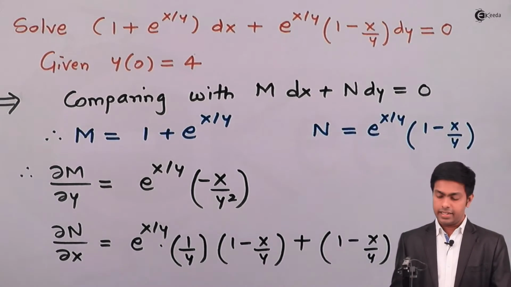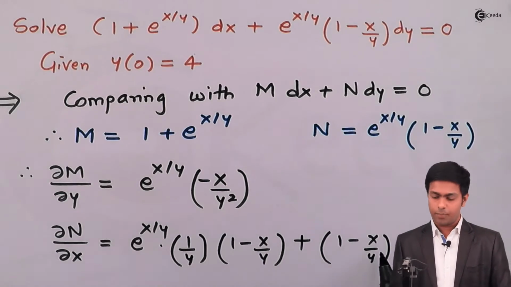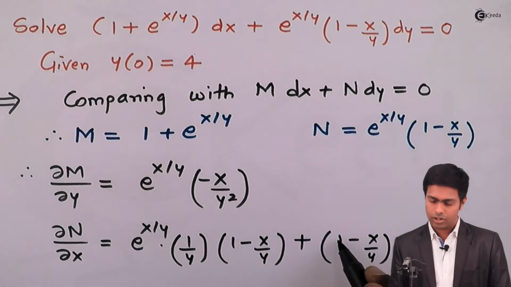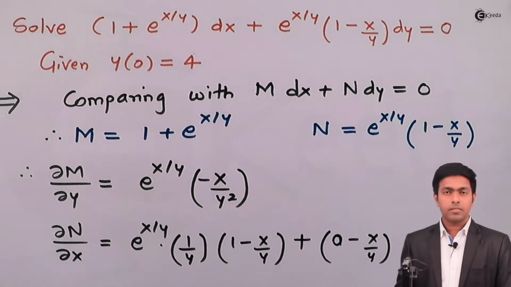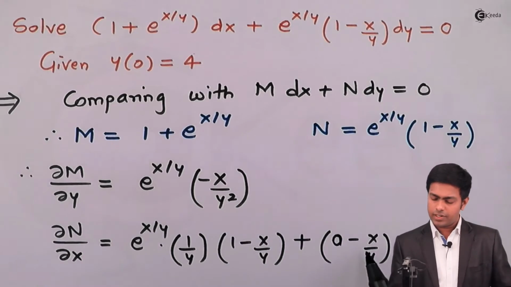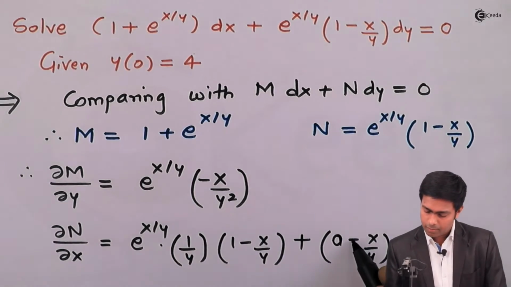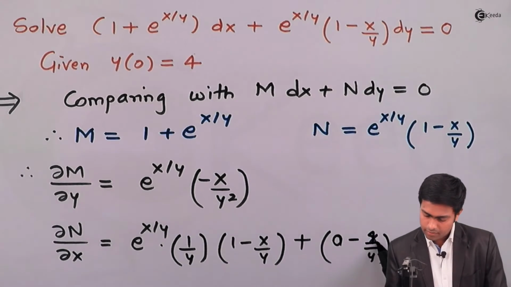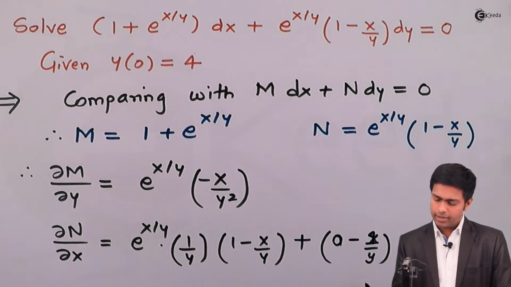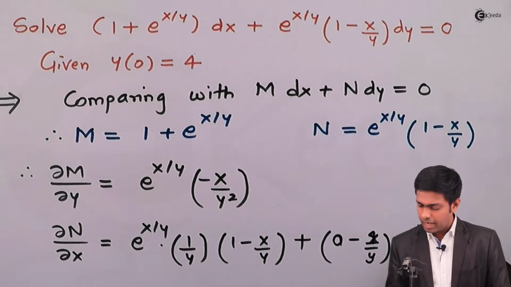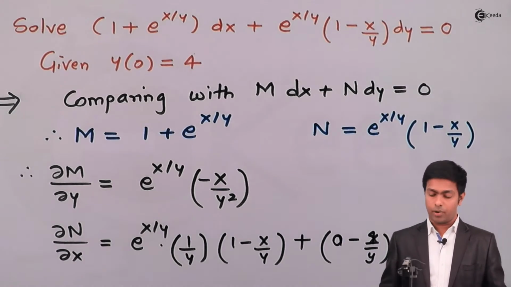It means in the second term we have to find out the derivative of 1 minus x upon y. So the derivative of 1 is 0, and the derivative of minus x upon y with respect to x is just minus 1 upon y, so it is 1 upon y. Now the e raised to x upon y term stays as it is, because here we are applying the product rule.